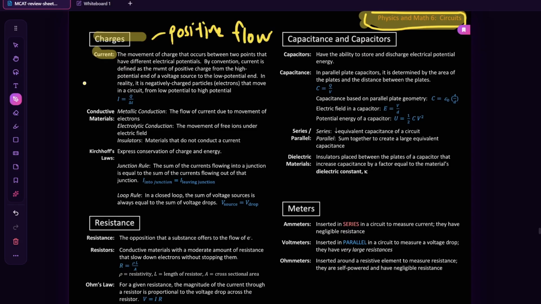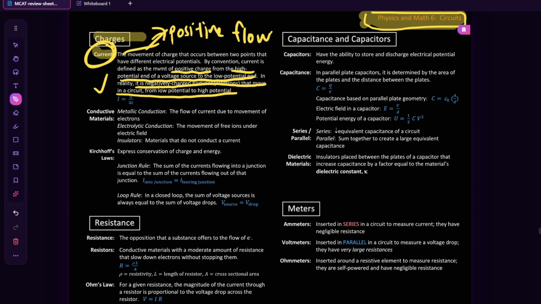Positive flow. Scientists picked a direction out of pure convention, before we even knew that electrons existed, and we ended up sticking with that definition. It doesn't change any math or the physics; it's just something to be aware of: the conventional definition of current flows one way, but the electrons doing the actual moving are going the other way. So electron flow is very different from current flow. It's the opposite. You can think of current as positive flow and electron flow as negative flow. In reality, it's negatively charged electrons that move in a circuit from low potential to high potential, whereas the movement of positive charge, or the current, moves from the high potential end of the voltage source to the low potential end.